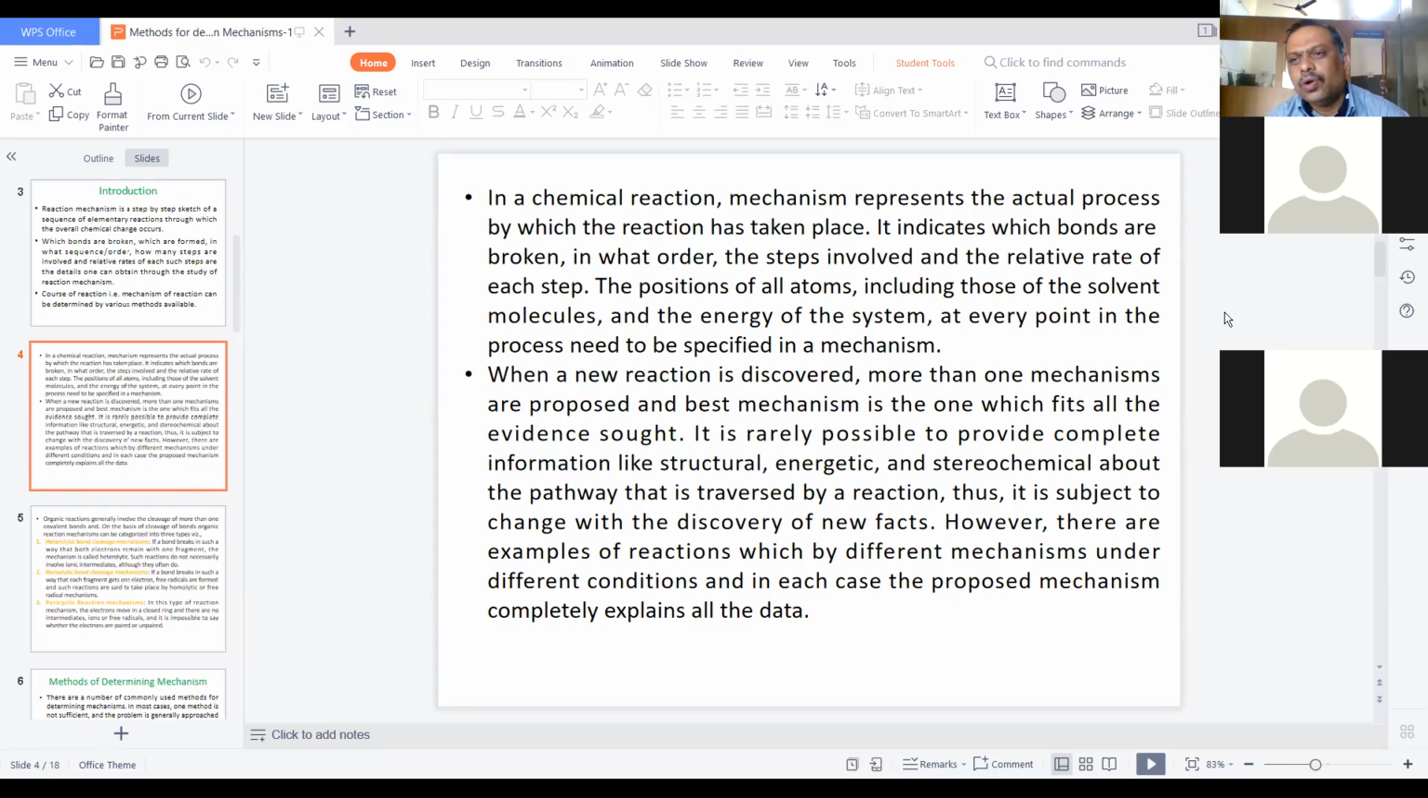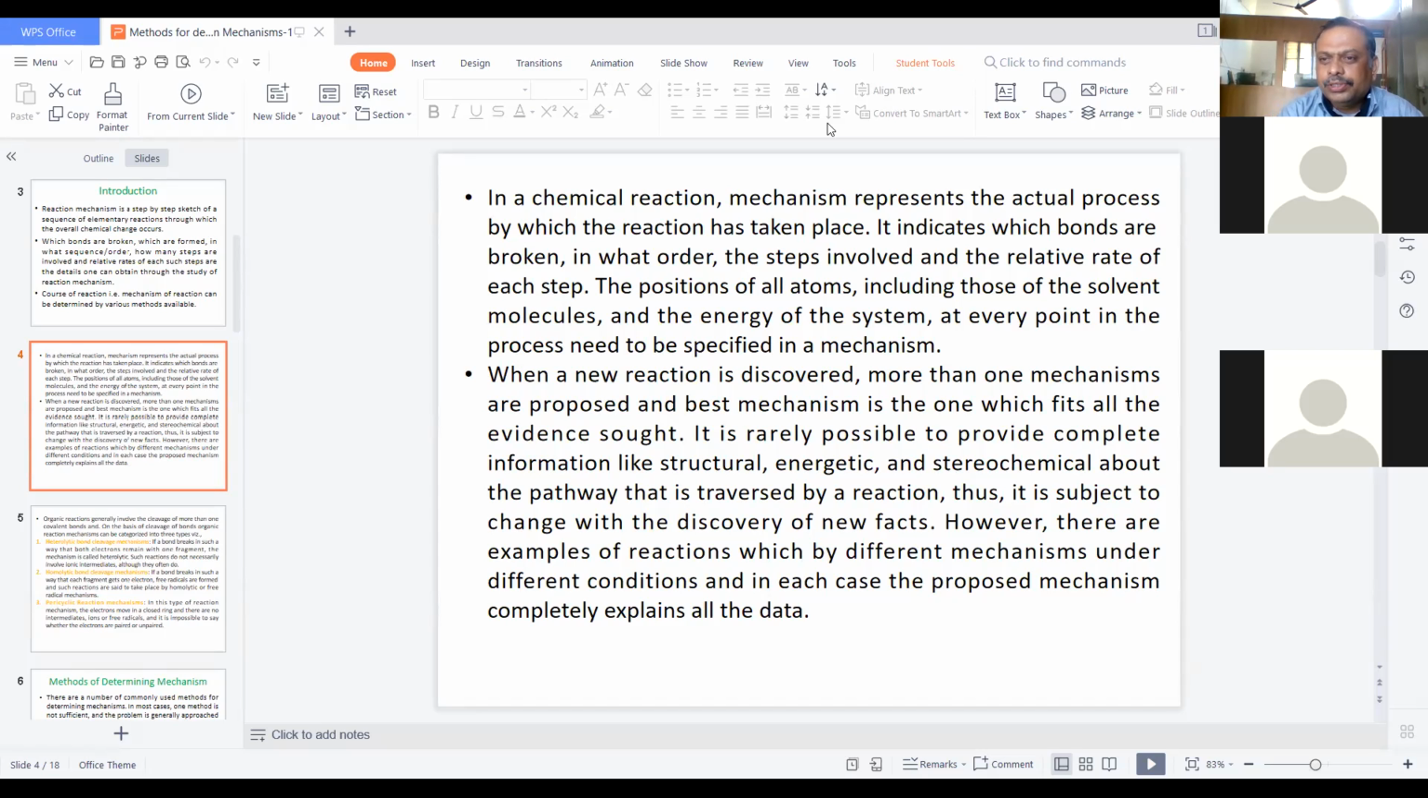Good morning. Now we start the next part of the methods for determining reaction mechanism. In the last lecture, we studied what is meant by organic reaction mechanism and its definitions. In a chemical reaction, the mechanism represents the actual process by which the reaction has taken place. And we saw the example of aldol condensation between acetone and benzaldehyde.